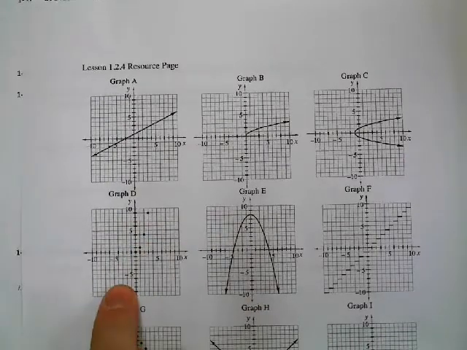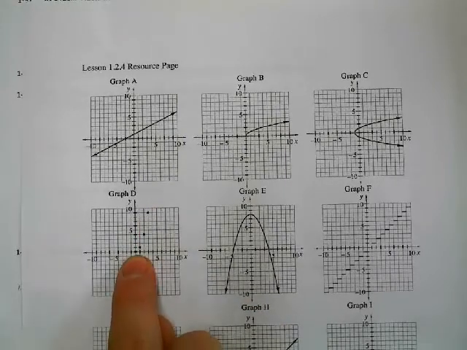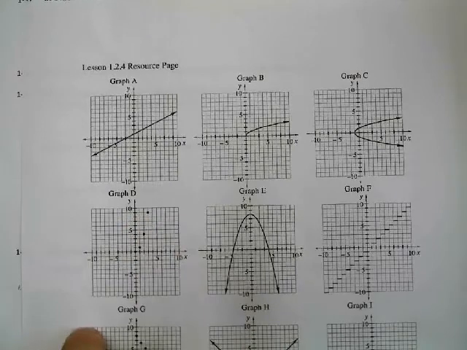What else did we say? Shape, it looks like a curve. Intercepts, there's an x and a y-intercept at 0. Function or not a function? It's a function. It passes the vertical line test. No asymptotes. Domain and range.